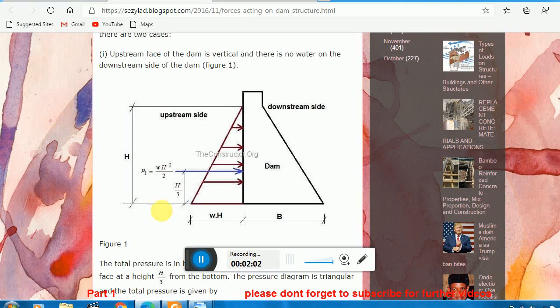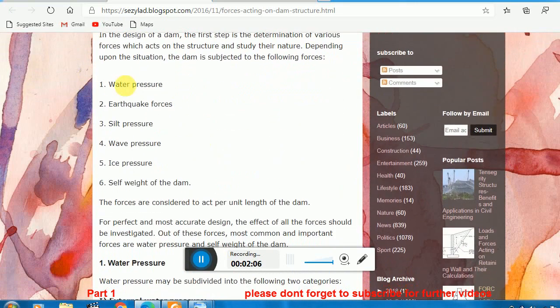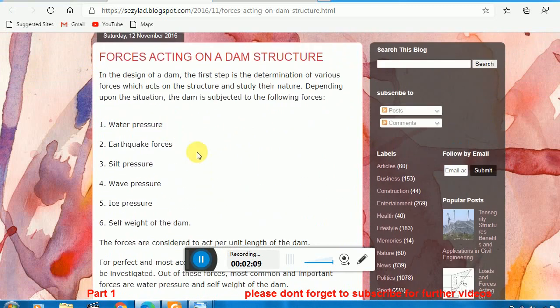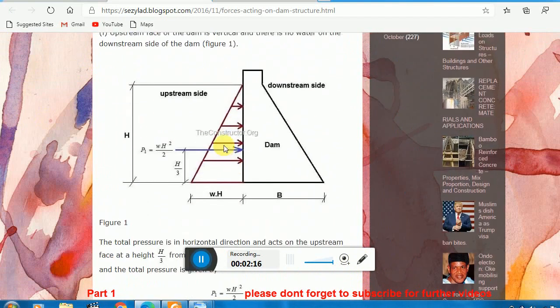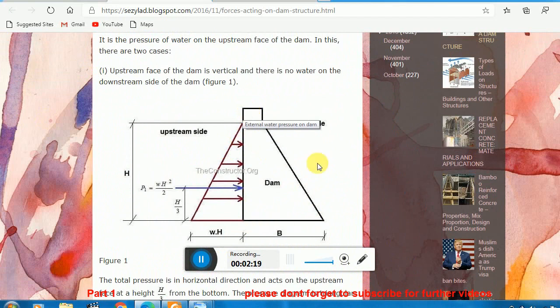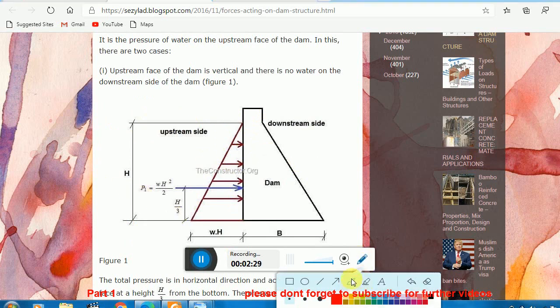So let's start. Basically, first of all, we have water pressure, okay? And water pressure, when we dam water on the upstream side, you see here in this figure, this is a dam structure, and the water is dammed on the upstream side. Remember, a dam has a downstream side as well as an upstream side. So this is a dam, water is here, this is the water level, clear? This is basically known as the upstream side, and this is known as the downstream side, okay? So you must remember what is downstream side and what is upstream side, okay?